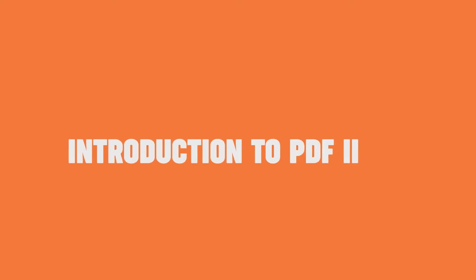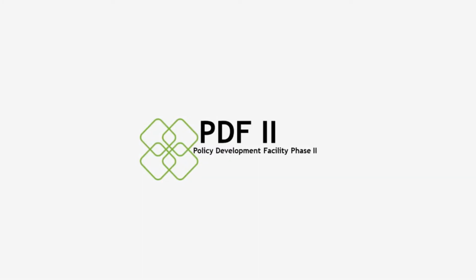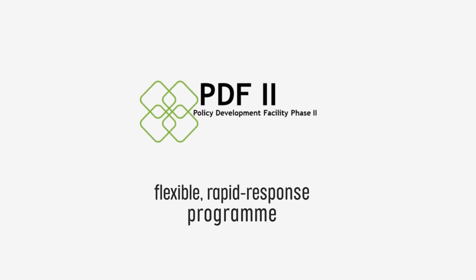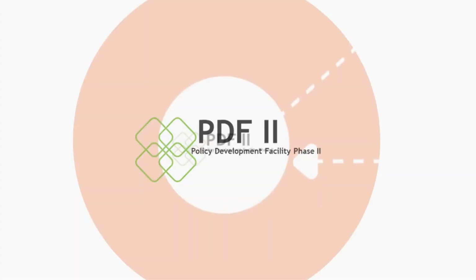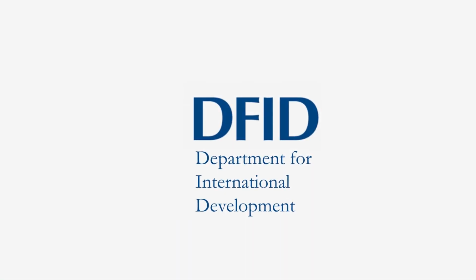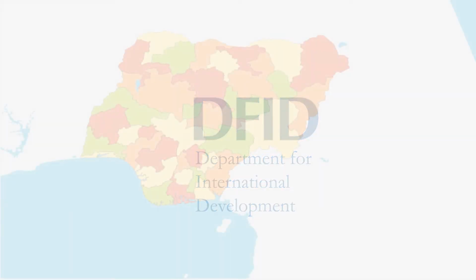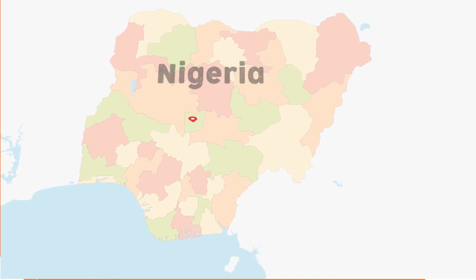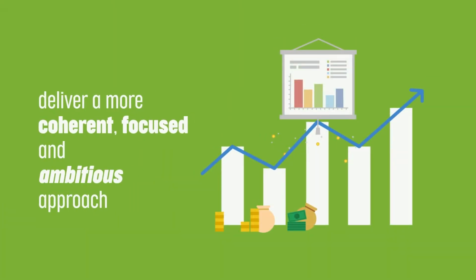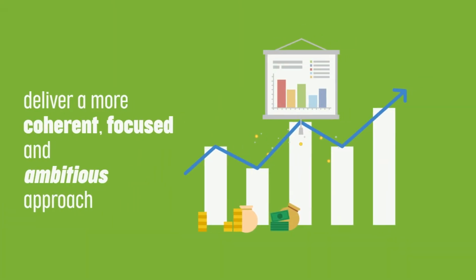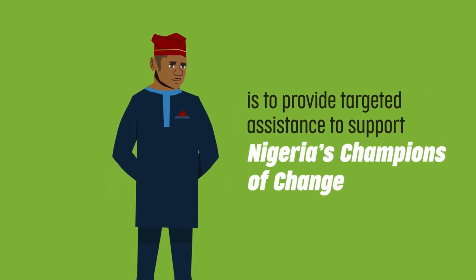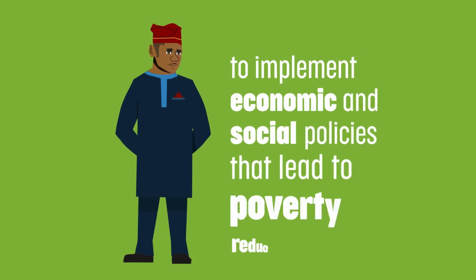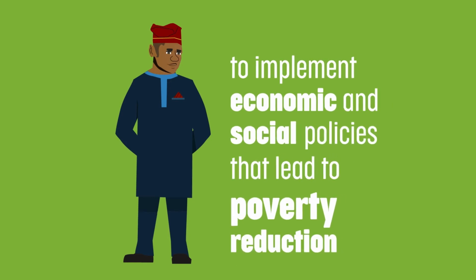Introduction to PDF2. Policy Development Facility Phase 2, PDF2, is a flexible, rapid response program funded by the UK's Department for International Development, DFID. DFID funds several programs in Nigeria that are designed to deliver a more coherent, focused, and ambitious approach to economic development. The primary objective of PDF2 is to provide targeted assistance to support Nigeria's champions of change to implement economic and social policies that lead to poverty reduction.